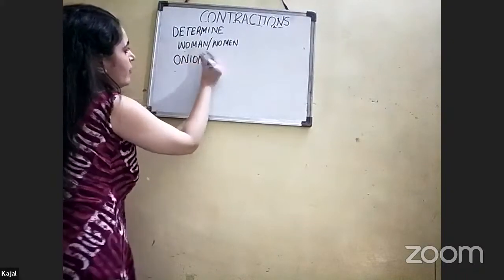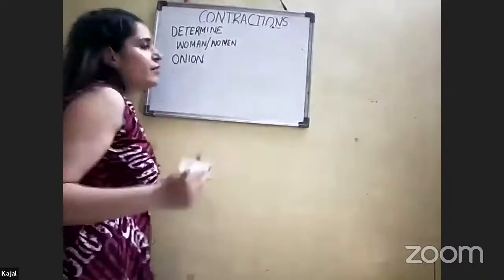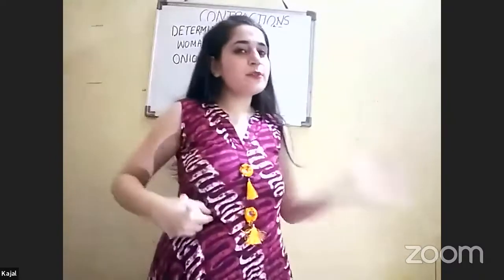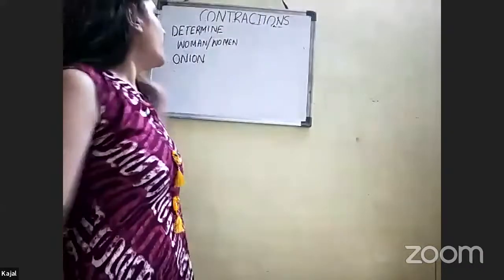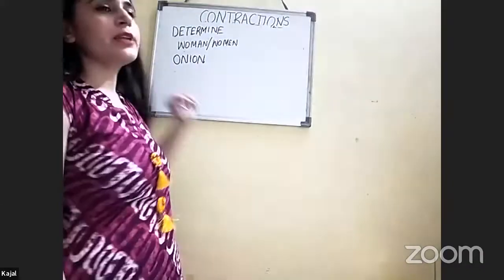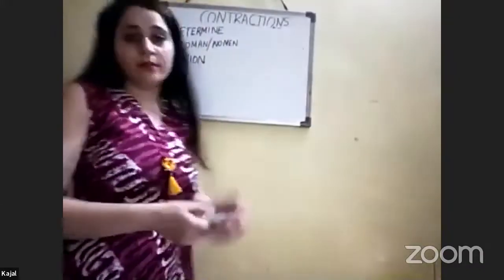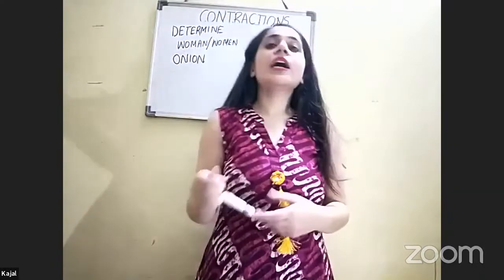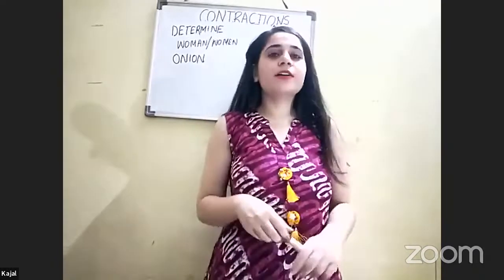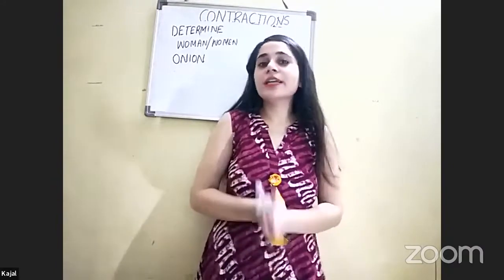Okay. My next word is ONION, a very famous vegetable. We use it as a salad. We use it in cooking. But usually it is called as onion. Okay, we call it as onion. But it is not onion. It is onion. So we can adapt the new pronunciations. It is not onion. It is onion.